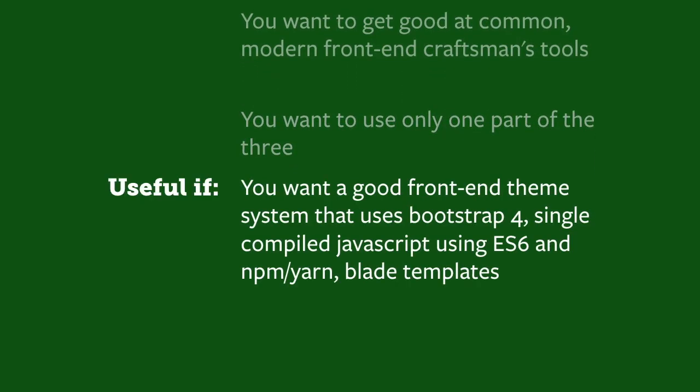It could also be useful if you want to get good at front-end theme systems that use Bootstrap 4, single compiled JavaScript using ECMAScript 6 and NPM Yarn, and Blade templates. Templates in Sage are not your normal WordPress templates. They give you a toolkit to define your templates in Blade, which is very, very elegant as well, and it's compiled down into normal WordPress templates.